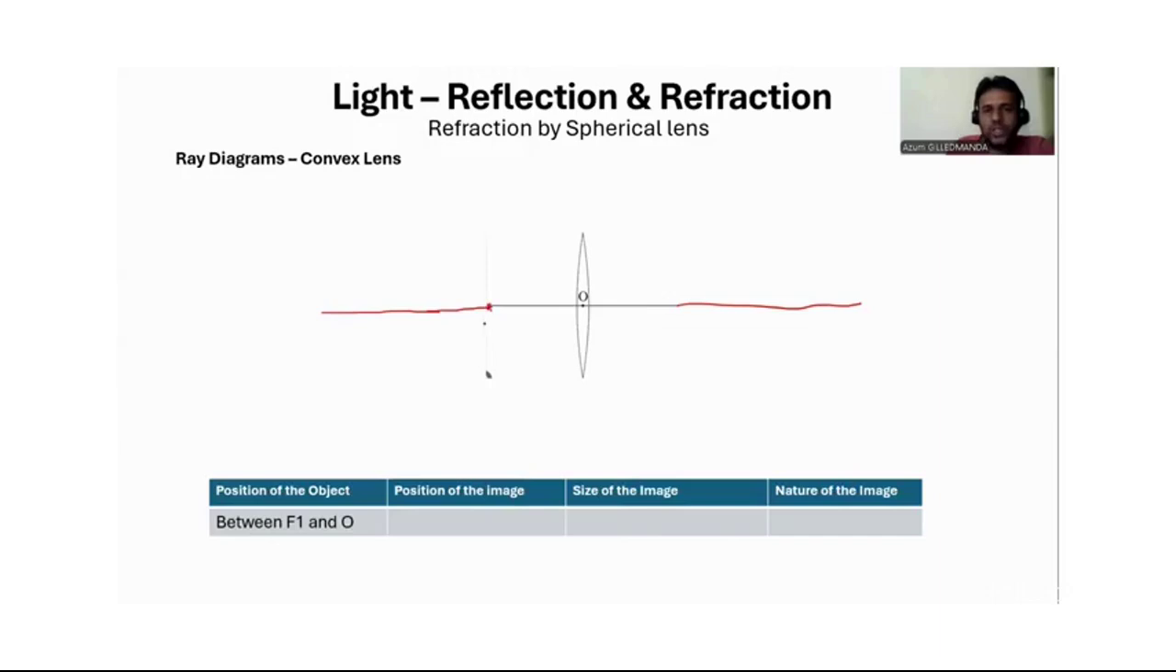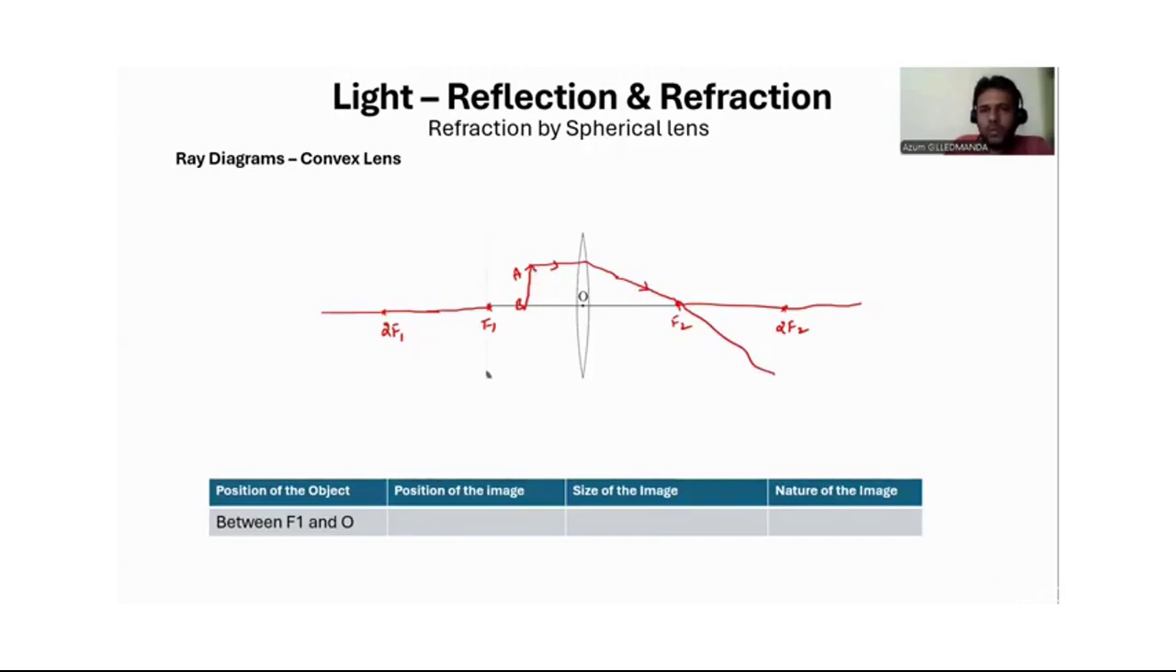This is the only instance where we see a virtual image in a convex lens. So this is 2F1, this is F2, and somewhere here, this is 2F2. What happens if I have an object somewhere here? So this is A and this is B. A ray of light is incident parallel to the principal axis. So ideally, it should come out through the focus on the other end.